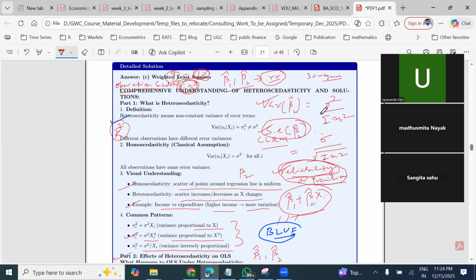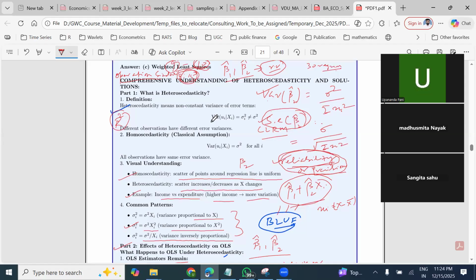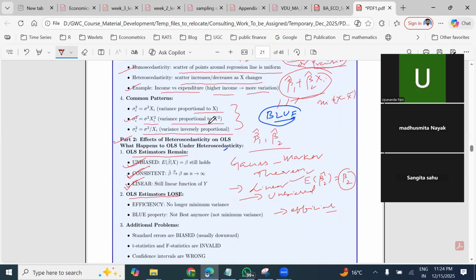And the variance of beta 2 hat formula is sigma square divided by summation xi square. Please remember that this xi is in deviation form. When I am writing this, xi means x minus x bar. Clear? Is it clear? Yes, sir. And see why I am telling you, because they are linked with each other.